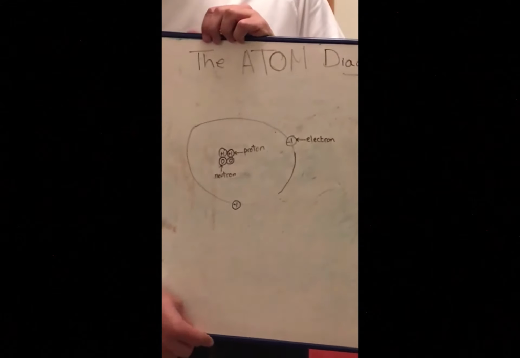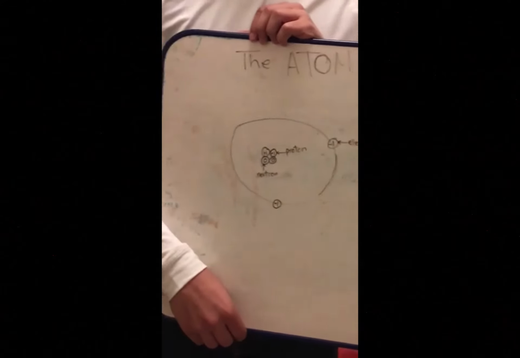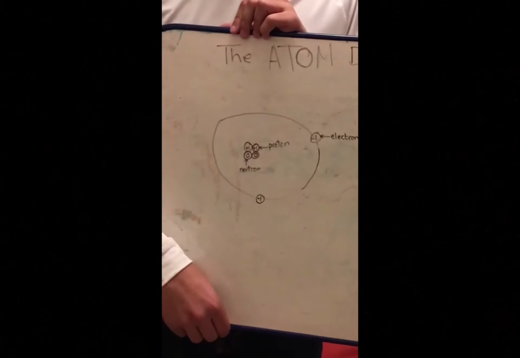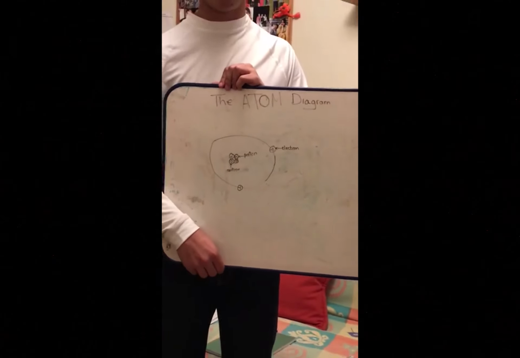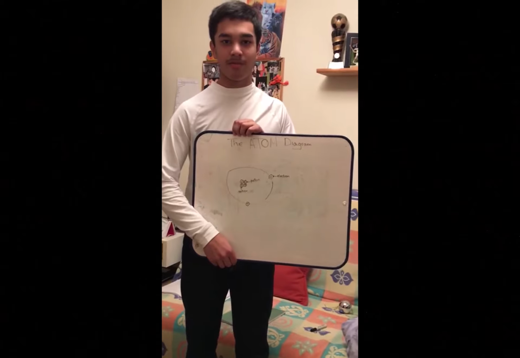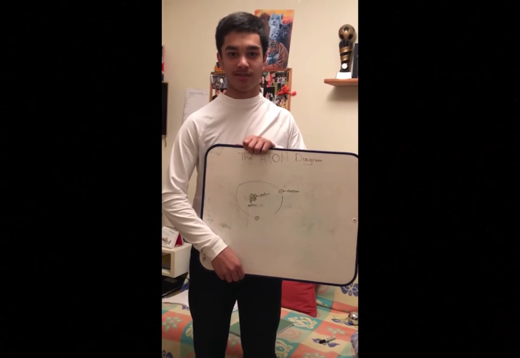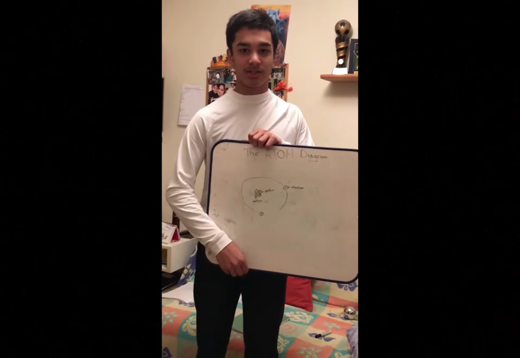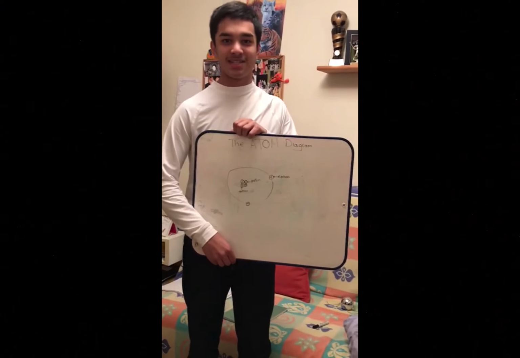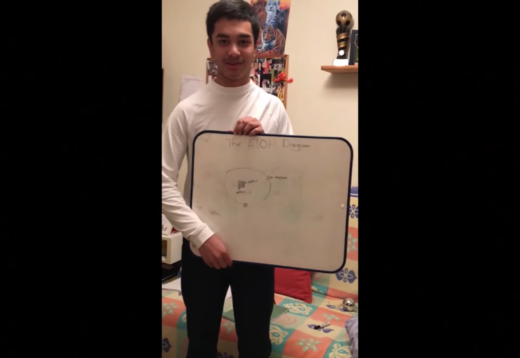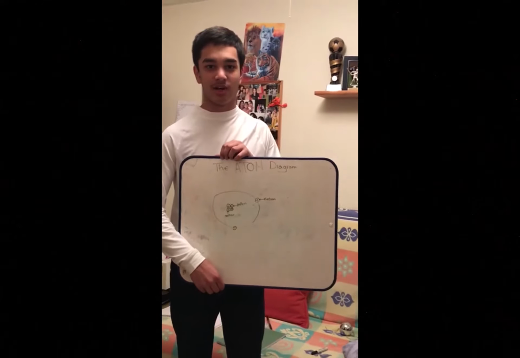So a proton has the relative mass of 1 and the relative charge of a positive 1. Neutrons have the relative mass of 1 with a neutral relative charge of 0. Electrons have a relative mass of 1 over 1840 and a negative charge of -1.